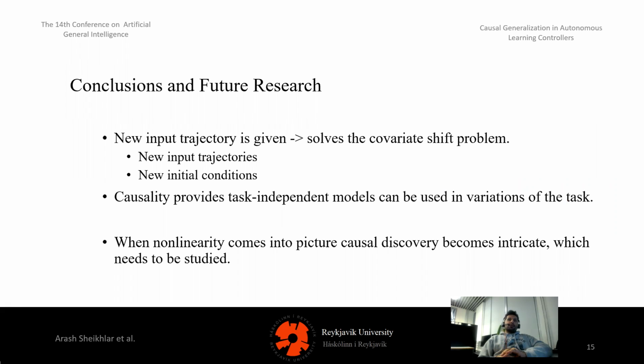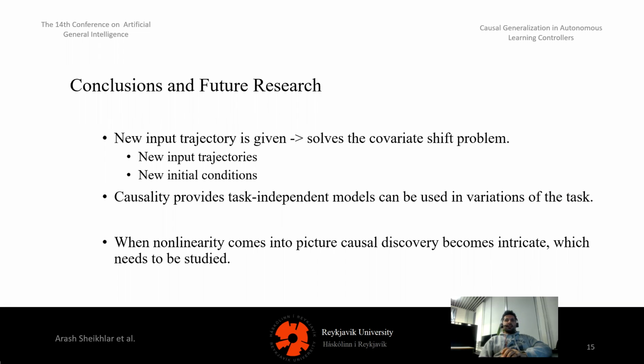Finally, we conclude that causal models can solve a well-known problem called the covariate shift problem in machine learning. The models in machine learning are sensitive to novel inputs, and if the distribution of the inputs is new to the models, they might give wrong predictions. But causal models and causality can solve this problem. In addition, the task and goal independence of causal models is a great tool that can be a basis for other forms of generalization.